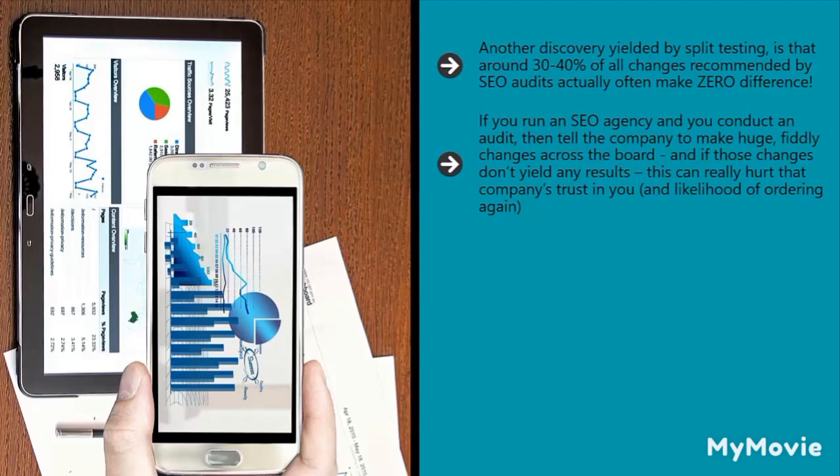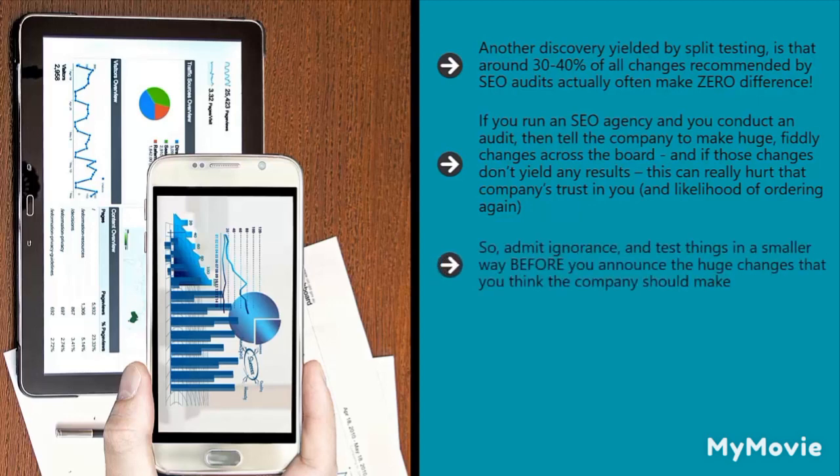If you run an SEO agency and you conduct an audit, then tell the company to make huge, fiddly changes across the board, and if those changes don't yield any results, this can really hurt that company's trust in you and likelihood of ordering again. So, admit ignorance and test things in a smaller way before you announce the huge changes that you think the company should make.